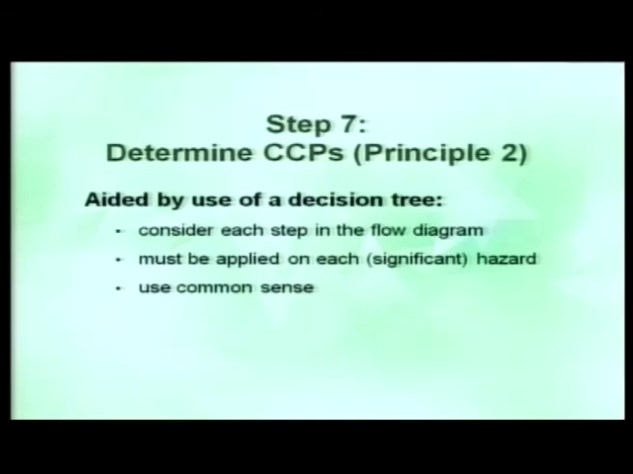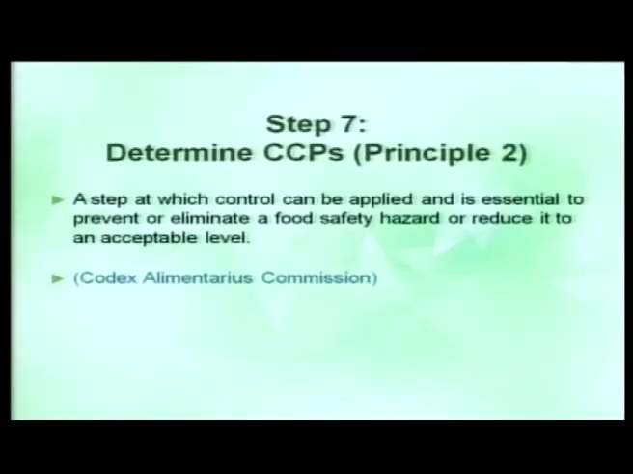So whenever you are using this decision tree, we have to consider the steps in the flow diagrams which have a significant hazard and use common sense. So now let's understand this. The definition of the CCP is a step at which control can be applied. Please understand this: for that step, there should be a possibility that a control can be applied, and it is important to prevent or eliminate a food safety hazard or reduce it to an acceptable level.